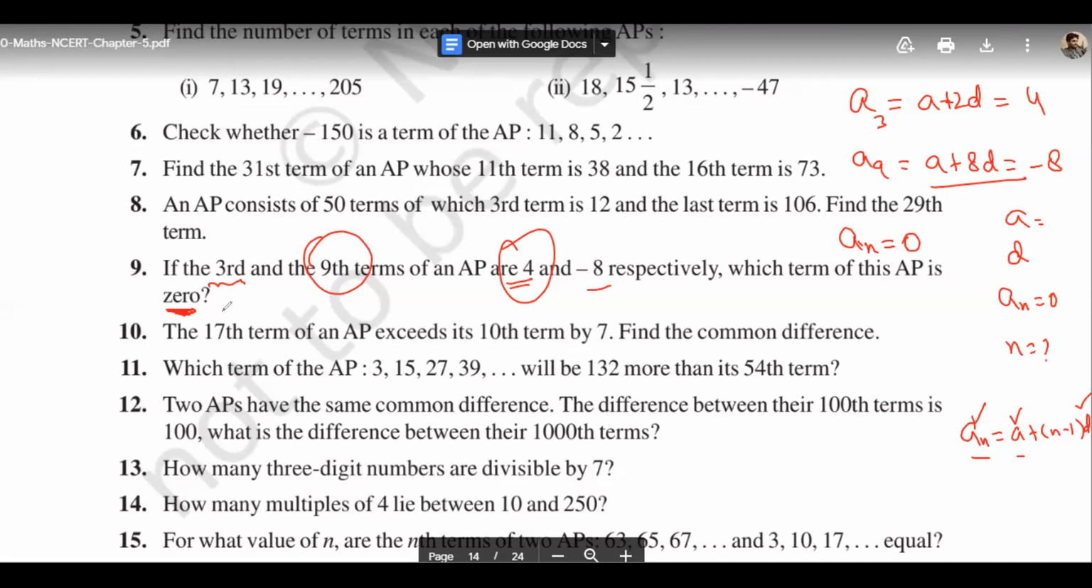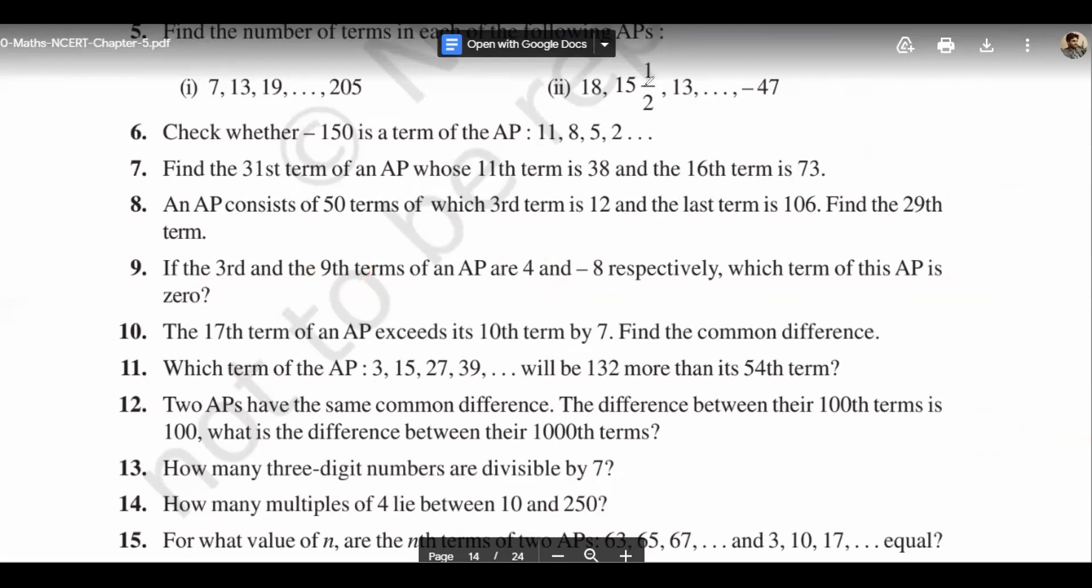Next, moving to the next question. If the 17th term exceed the 10th term by 7, find the common difference. ये सिंपल सा कह रहा है कि इस क्वेश्चन में कि 17th टर्म यानी a प्लस 16d एक्सीड मीन ज्यादा है 10th टर्म यानी कि a प्लस 9d से, ये ज्यादा है बाई 7। यानी कि अगर मैं 17th टर्म में से 10th टर्म को माइनस कर दूं, if I subtract the 10th term, which is a plus 9d, from the 17th term, 17th term minus 10th term is equals to 7.